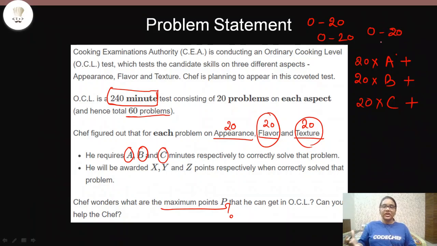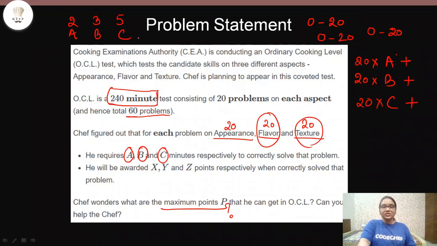So you can just check each situation. Suppose one situation could be that you take 2 problems of A, then 3 problems of B and 5 problems of C. If this is the particular scenario and it is taking less than 240 minutes, and when you multiply it with the points that will be awarded, you get the maximum points, then it can be your answer. So you have to check for each and every situation.